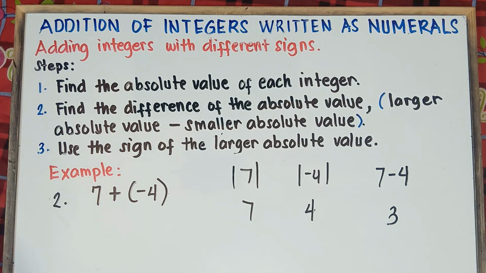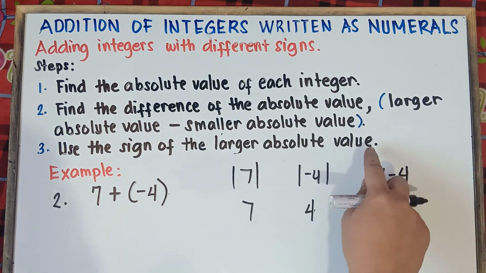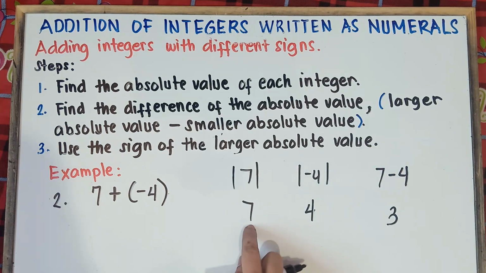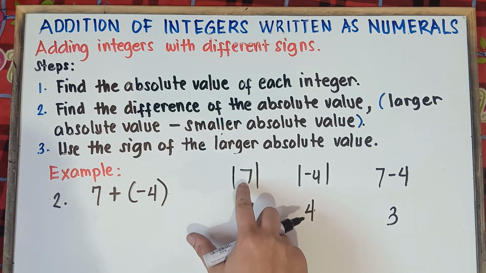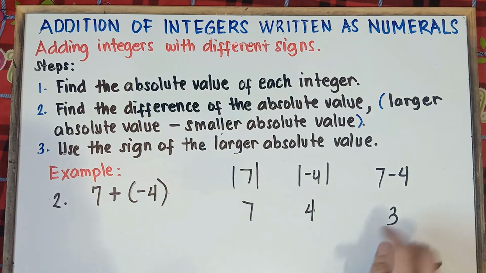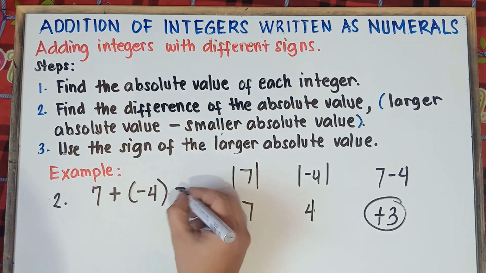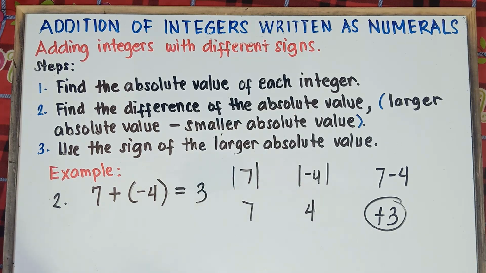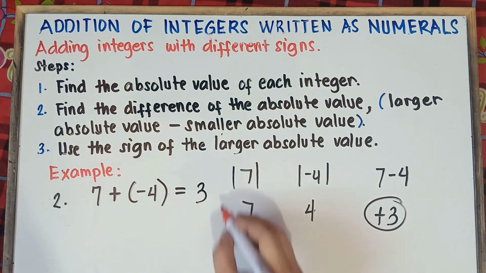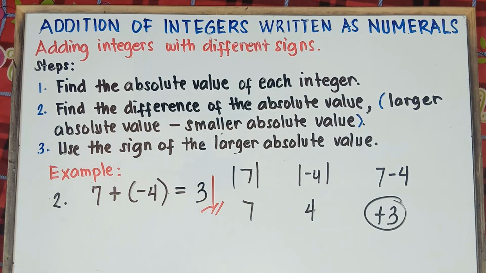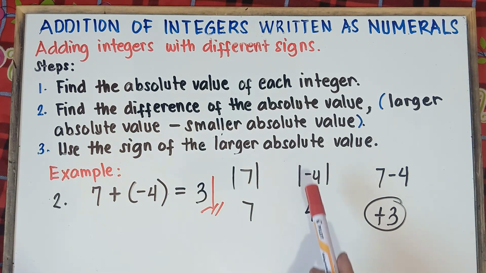And then step 3, use the sign of the larger absolute value. The larger absolute value, that is 7, came from positive 7. Therefore, our answer is positive 3. So therefore, 7 plus negative 4, the answer is positive 3. That's it, class. That's the answer with regards to example number 2, applying the steps.